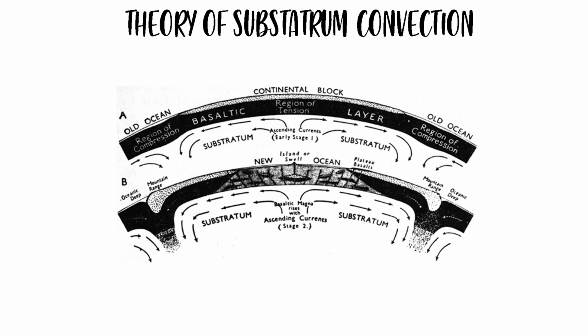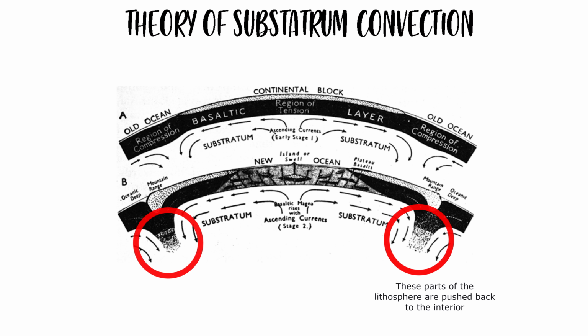Holmes postulated that where two convection currents coincided, an area of compression would appear. Here, at these areas, the crust would be pushed back into the Earth's interior. To counterbalance this disappearance of crust, new oceanic floor would be formed where the currents ascended.